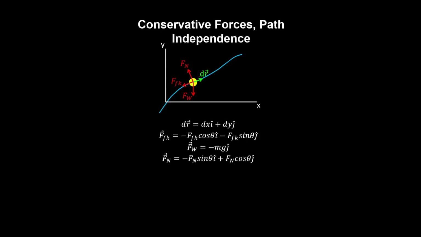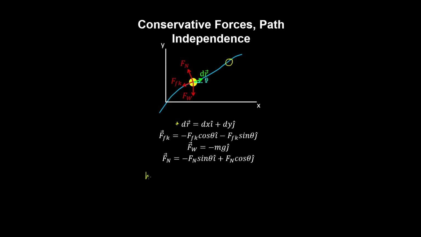Consider a particle moving along a curved path from some initial position to a final position. And we're writing the infinitesimal displacement vector and the forces acting on it in Cartesian coordinates, where we're considering friction between the particle and the surface. And I've drawn the forces at the center of mass of the particle because we treat it as a point mass. And here we have theta as the angle from the horizontal and this infinitesimal displacement vector.